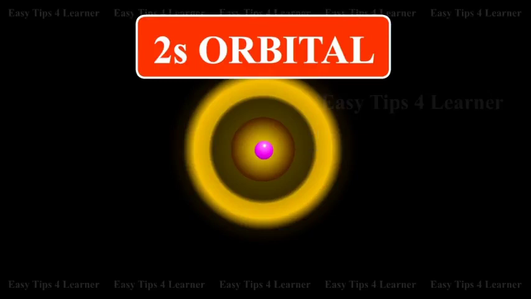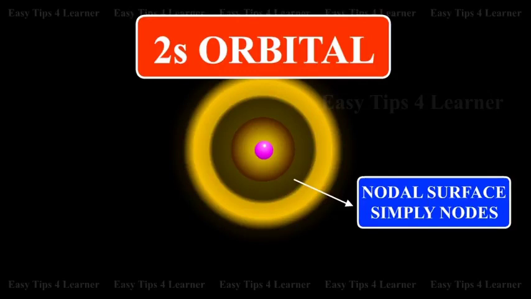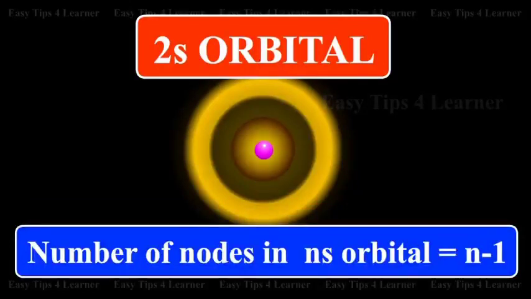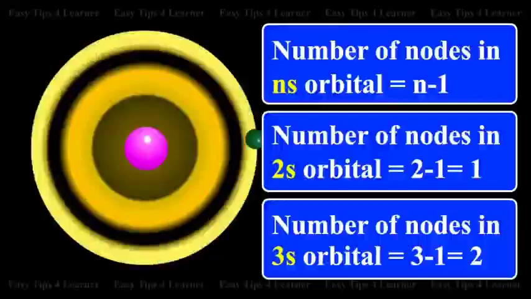The region where this probability function reduces to zero is called nodal surfaces or simply nodes. In general, it has been found that the ns orbital has n-1 nodes. That is, the number of nodes increases with increase of principal quantum number n. In other words, the number of nodes for 2s orbital is 1, 2 for 3s orbital and so on.